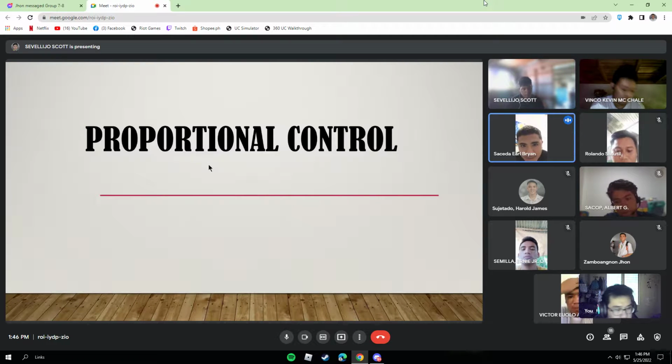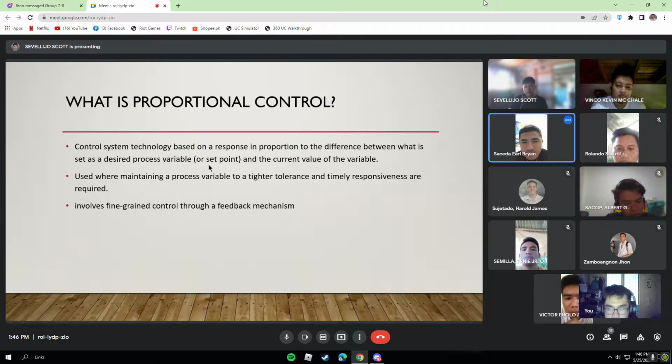So, our topic is proportional control. What is proportional control? It is a control system based on a response in proportion to the difference between what is set as a desired process variable or set point and the current value of the variable.